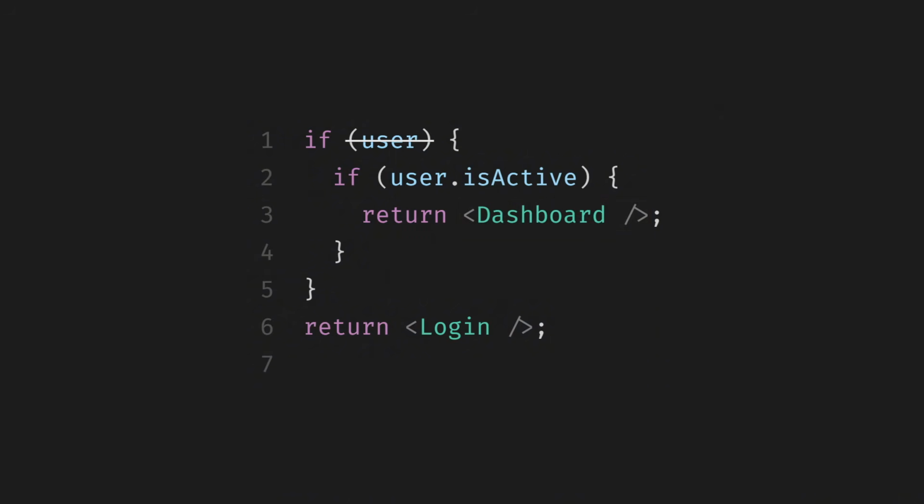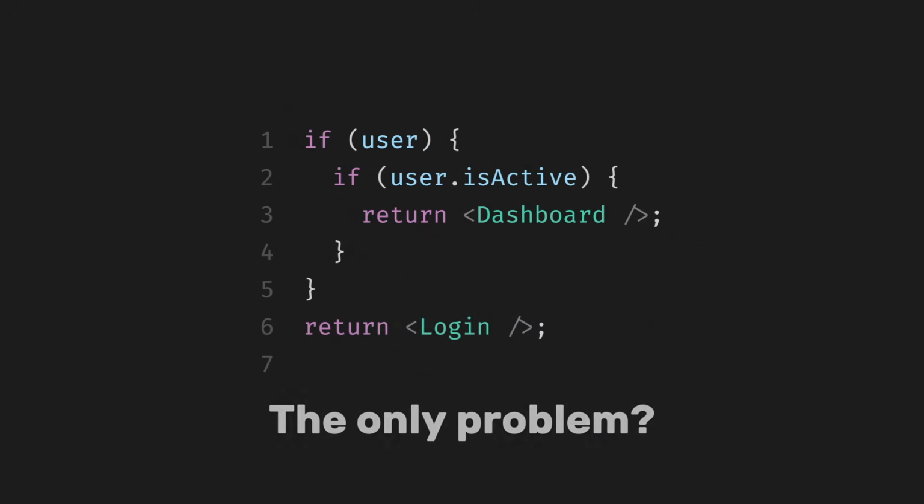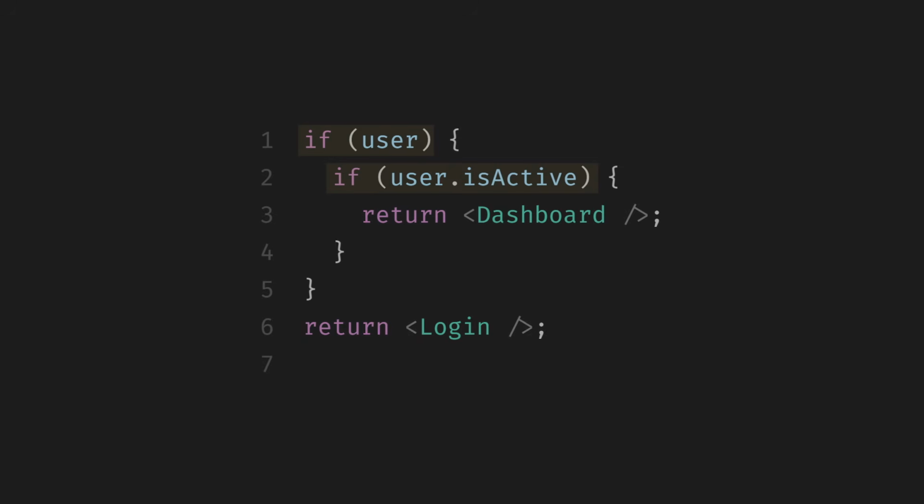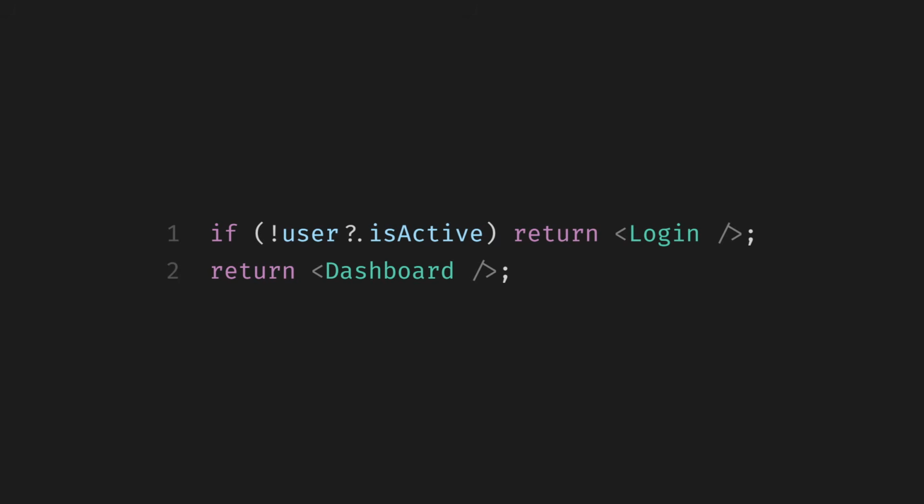But if the user doesn't exist or isn't active, the code skips those if blocks and goes straight to the last line, returning the login component instead. The only problem? We had to nest multiple if statements, which makes the code harder to read. And that's where the early return trick comes in. Instead of wrapping everything inside multiple if statements, we can simply return early when a condition isn't met.